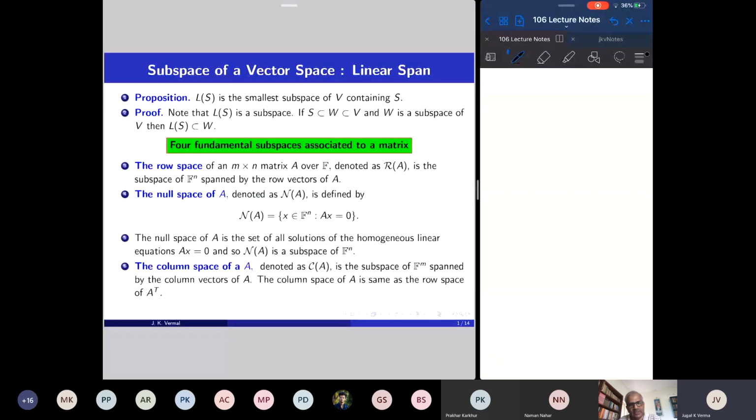We know that if I take the transpose of the matrix, the rows of the transpose are exactly the columns of the matrix A. So the column space is like a row space, but we take the row space of A transpose. Corresponding to the row space I have the column space, which is the row space of A transpose, and corresponding to the null space, I can also consider the null space of A transpose.